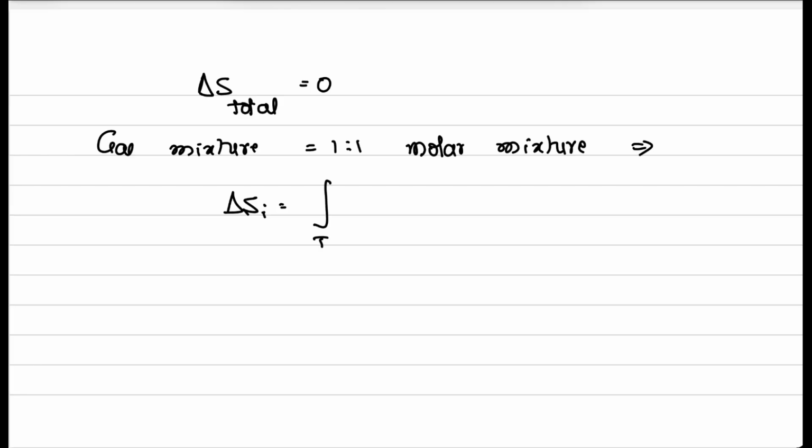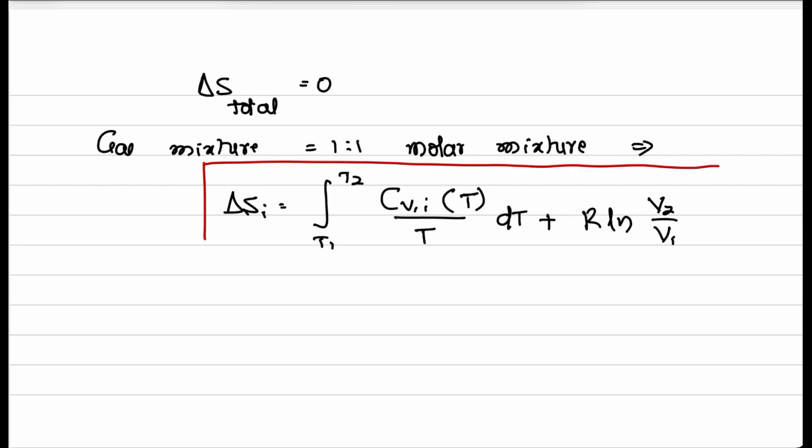The controlling equation is integral T1 to T2 C V I T, because in terms of temperature it is given. I am writing only equations relevant to this particular question. dT plus R into ln V2 by V1, where R is the universal gas constant. Please remember this equation.